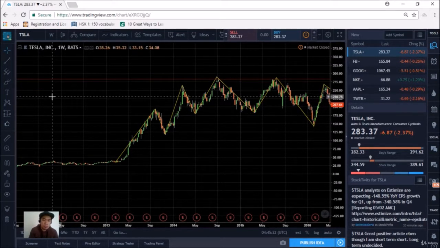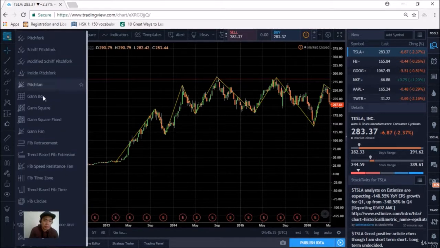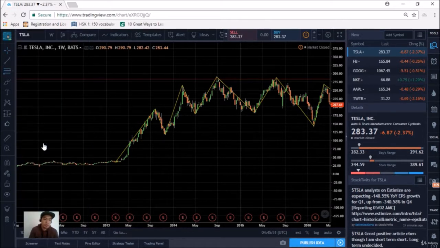Now if you want to use Fibonacci, in any platform there are Fibonacci tools provided, and you have to look for them. For example, in this charting service, it is called Fibonacci retracement. You can see that there are a lot of types of Fibonacci, and what you want to do is choose Fibonacci retracement, so you want to do Fibonacci retracement analysis.